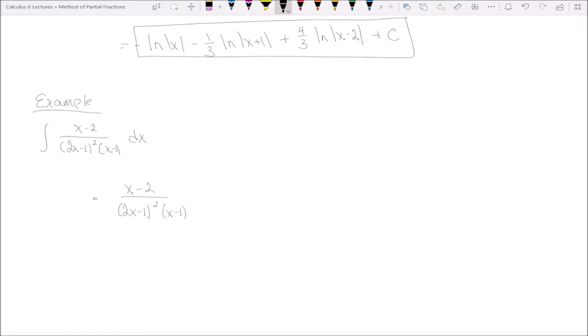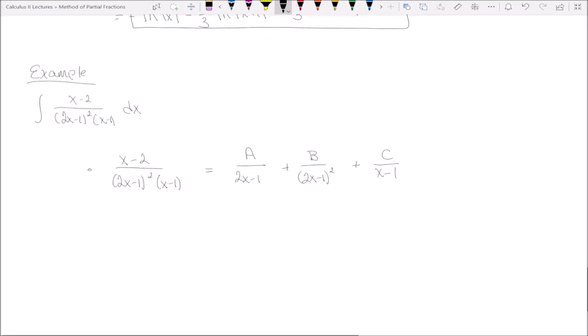Right, so 2x minus 1 squared, that is a repeated linear factor. So it'll contribute A over 2x minus 1 plus B over the quantity of 2x minus 1 squared to the decomposition. Right, x minus 1 is a single distinct linear factor. So that'll contribute C over x minus 1.